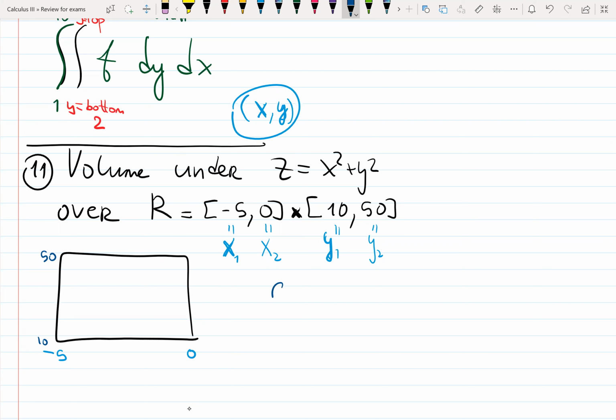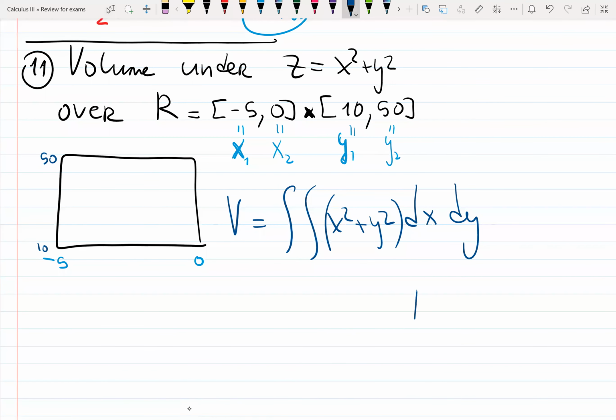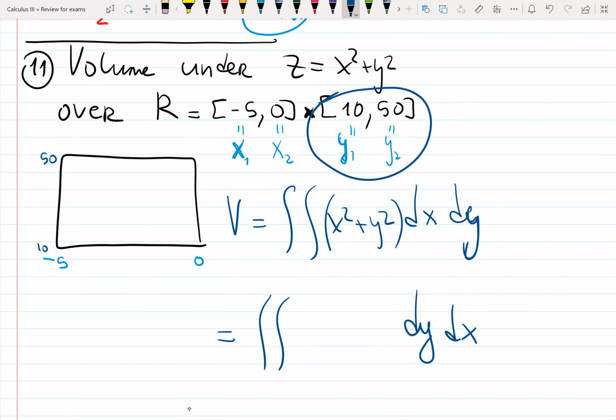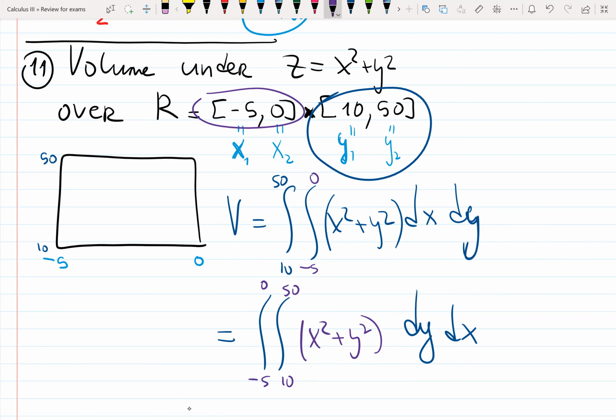So integral dx dy with the function. That is the answer actually. Volume equals, right? The function inside doesn't matter here. All of the limits will be numbers, and that is the only case where you can easily switch the order of integration without thinking about it. So y is changing from 10 to 50, you don't even need to graph, and x is changing from -5 to 0. In this way, it doesn't matter. The answer will be the same. You can check it yourself. Only when they are numbers can you change.